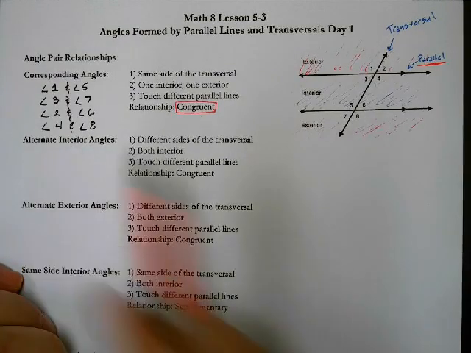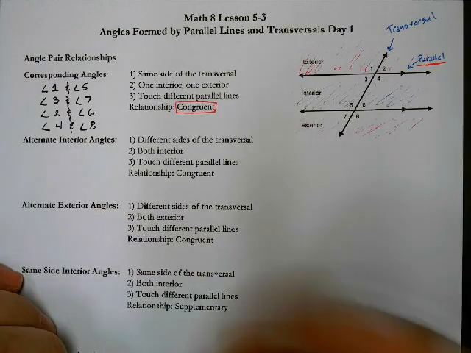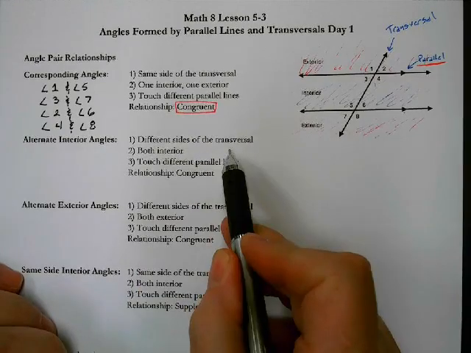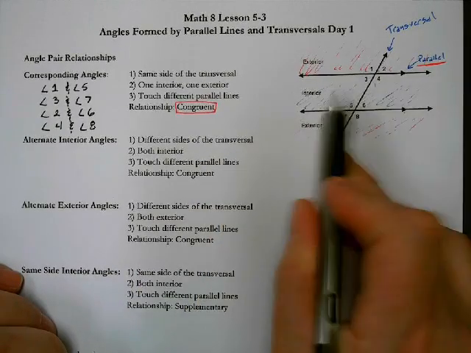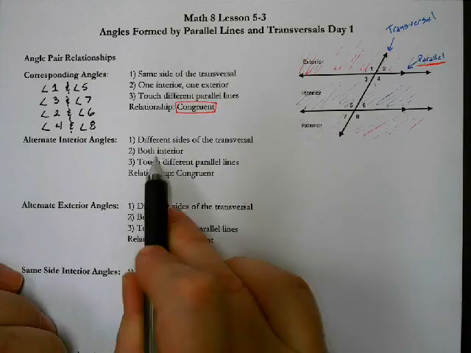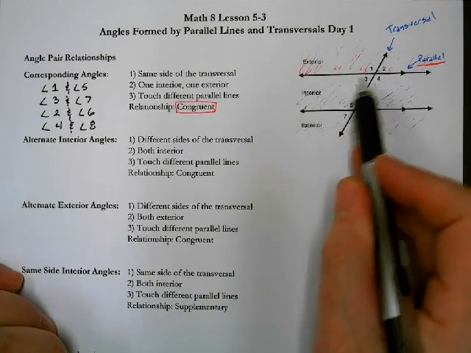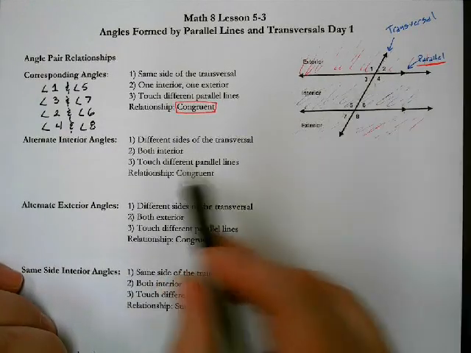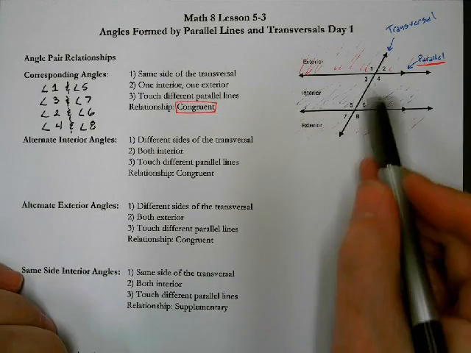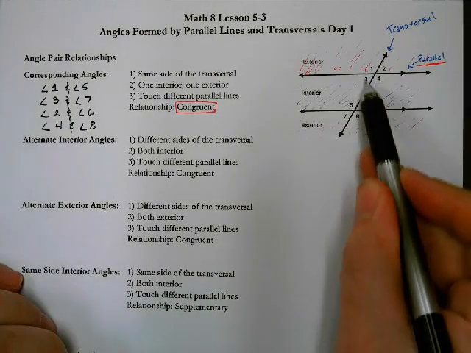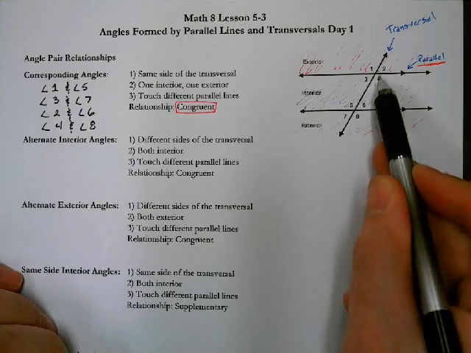Next one, alternate interior angles. This is when you have different sides of the transversal. One's going to be on the left, one's going to be on the right. Both of them have to be interior, so they have to be on the inside and touch different parallel lines. So here I've got 3 and 6. They're on different sides of the transversal. They're both interior.